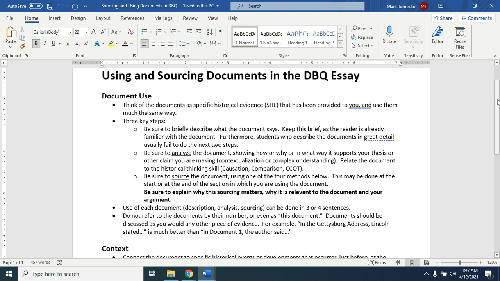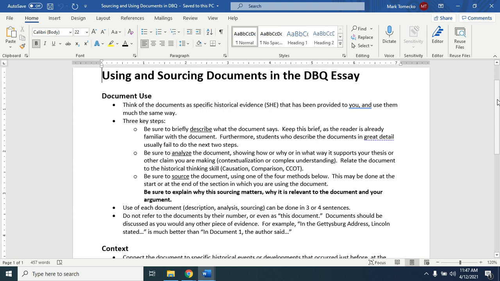So if you're using the documents in contextualization, you're probably not contextualizing. You're probably just addressing the prompt as it is. But in your complex understanding, you almost certainly could be using some of the documents. Maybe that document or two that seems to go against your main idea. So you're pointing out how it's nonetheless relevant.